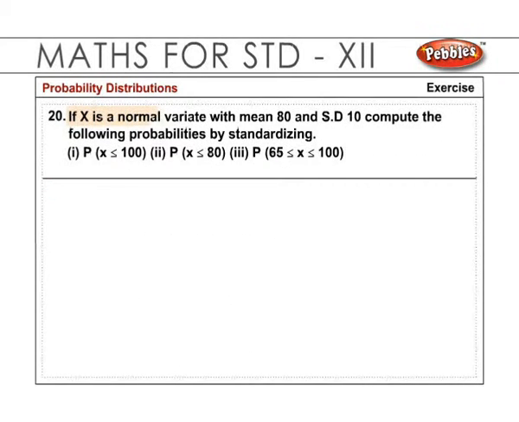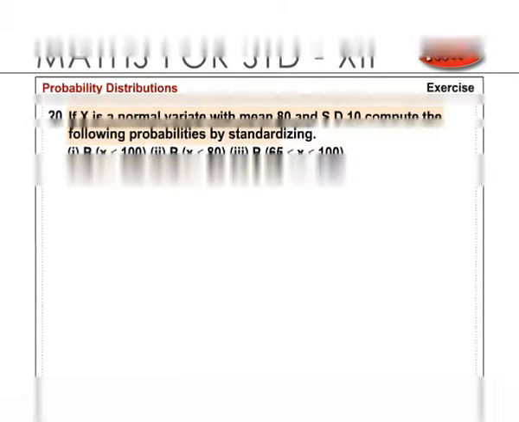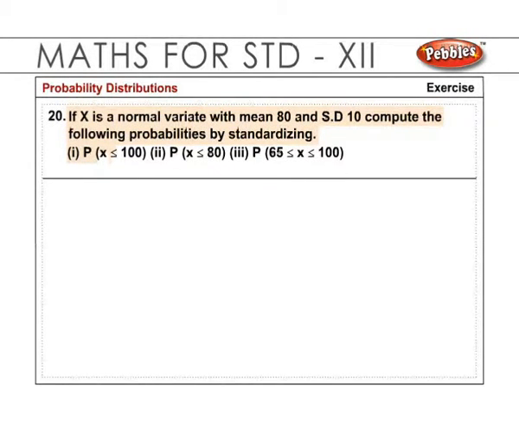If x is a normal variate with mean 80 and standard deviation 10, compute the following probabilities by standardizing. P(x ≤ 100). P(x ≤ 80). P(65 ≤ x ≤ 100).